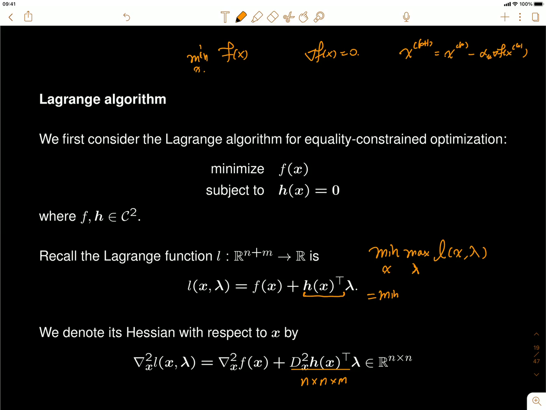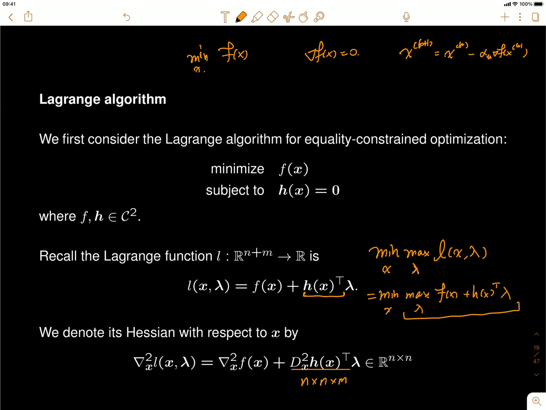We plug this back in. We plug in this L of x, lambda back in here. We know this is f of x plus h(x) transpose lambda. Well, interestingly, let's focus on this part.